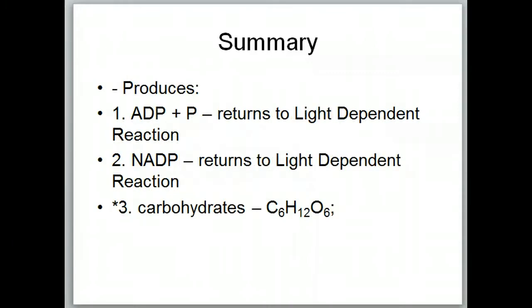Now, the Calvin cycle produces ADP plus phosphate that will return to the light-dependent reaction. It produces NADP, the hydrogen carrier, in its oxidized form, which will return to the light-dependent reaction in order to pick up more hydrogen. And it produces the carbohydrates, which is the entire goal of this process.